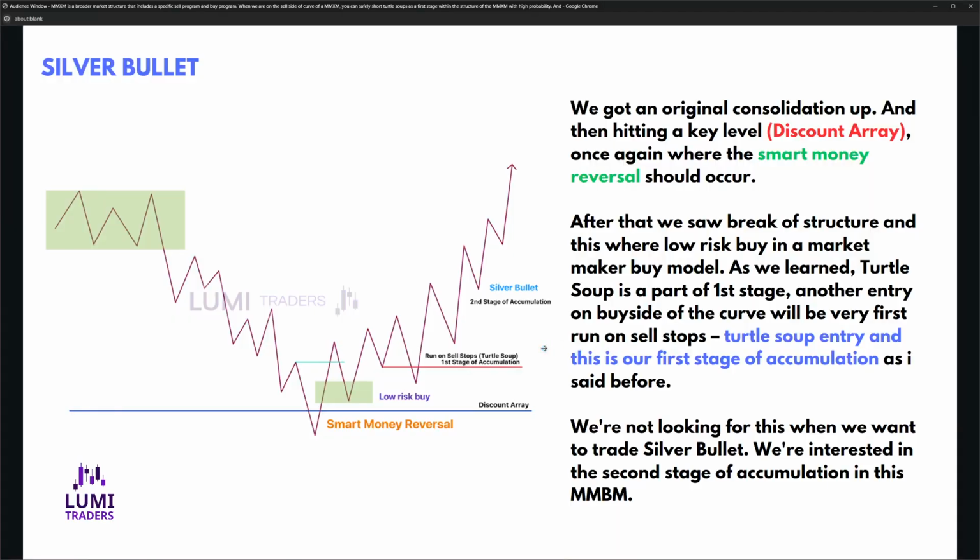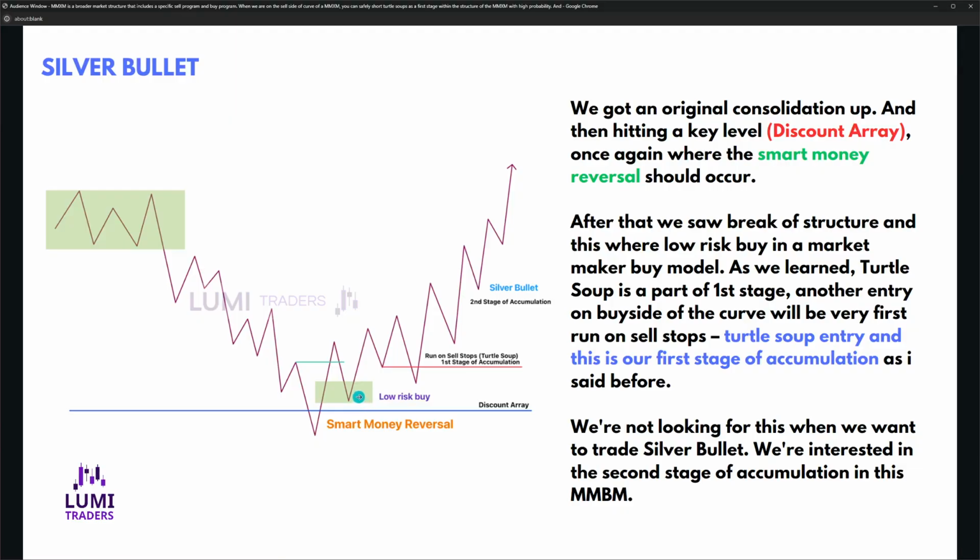Okay, now let's talk about silver bullet, because it can be kind of part of first stage, but it's in the middle between the first stage of accumulation and the second stage of reaccumulation. Okay, let's take a look at this picture. We got additional consolidation right here, then move down. So basically the sell side of the curve, where we reach a discount higher time frame array, any higher time frame level. This is where we got smart money reversal confirmed by change in the state of delivery and market structure shift.